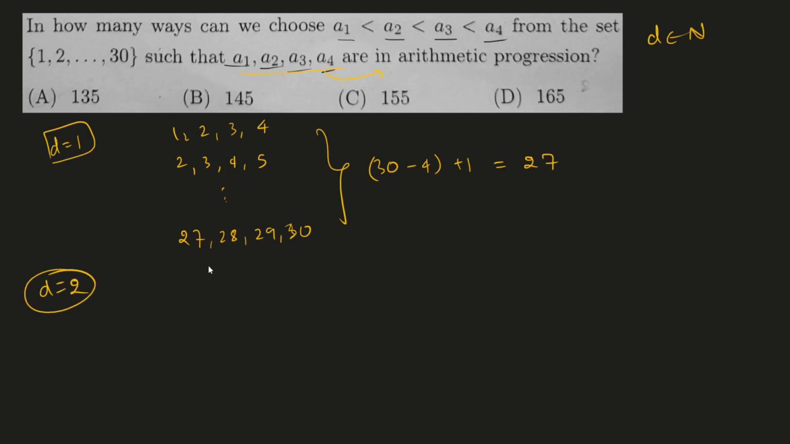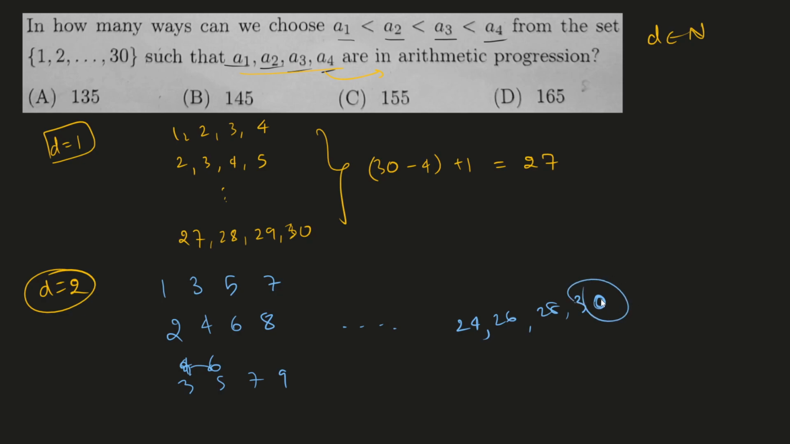When d equals 2, the sets that you can form, starting with 1, are 1, 3, 5, 7. If you start with 2, the set that you form is 2, 4, 6, 8. Or you form 3, 5, 7, 9, so on till the last element has to be 30. So 30 minus 2 is 28, minus 2 is 26, minus 2 is 24. So notice that in all of these cases, in 1 and 2, the last element of the last set has to be 30 if you're enumerating all the possibilities.